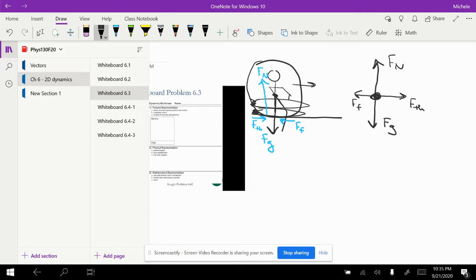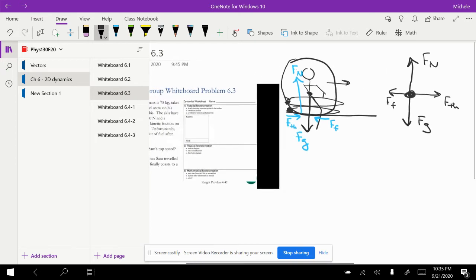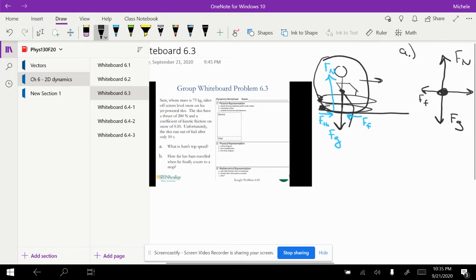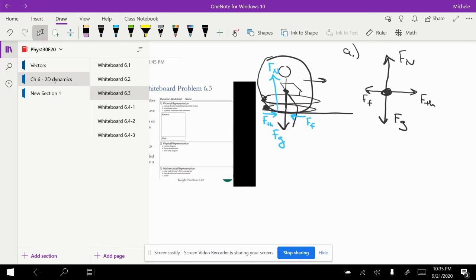So one thing to note is that we're going to break this problem up into two parts because we have the time where Sam has the thrust from the jetpack, and we have the time when the jetpack turns off and then Sam starts slowing down. So we'll call those A and B. So we're going to call this A, and we'll come back and do a new free body diagram for part B. So the first thing that we're asked is what is Sam's top speed? Sam is going to reach his top speed right when the jetpack runs out, so at 10 seconds.